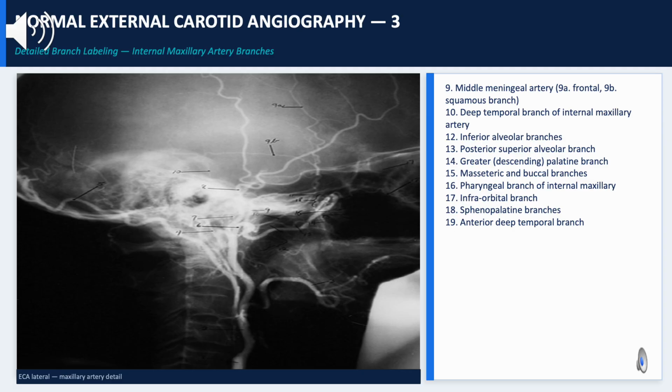The sphenopalatine arteries, 18, supply the nasal mucosa and can provide ethmoid ophthalmic connections. Every branch labeled here has a documented ECA-ICA anastomotic pathway. This is why the internal maxillary is the most important vessel to evaluate before any ECA embolization.